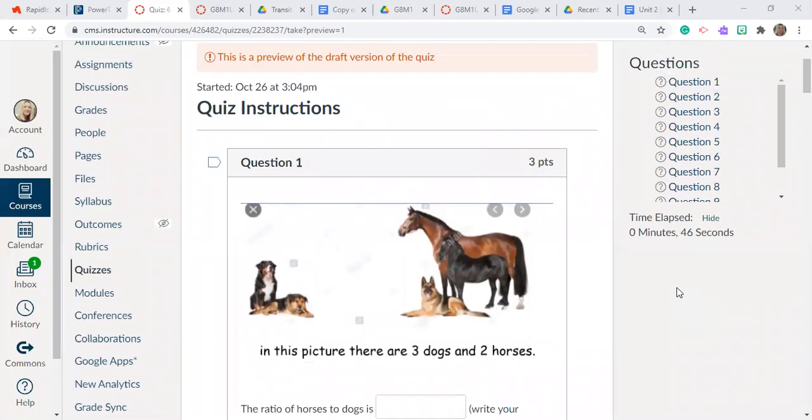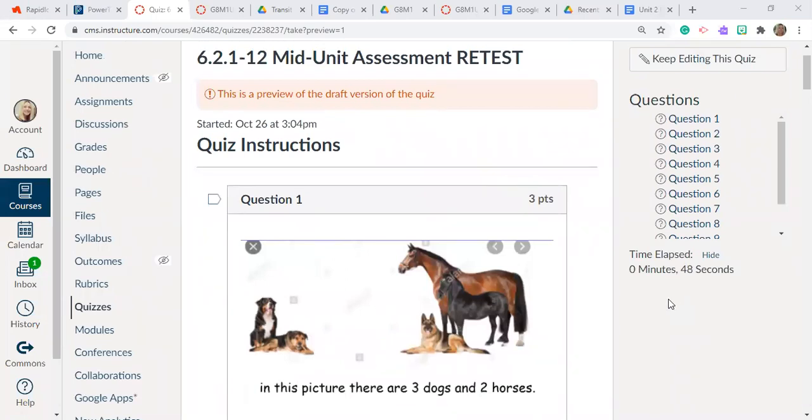Hi, everybody. We are going to be taking the mid-unit retest for ratios today. There are 10 questions that I'm going to read aloud to you. After I read the question aloud, go ahead and pause this video and do the work in your notebooks. Remember to do the work in your notebook with a pencil or pen and use a calculator when you need it.